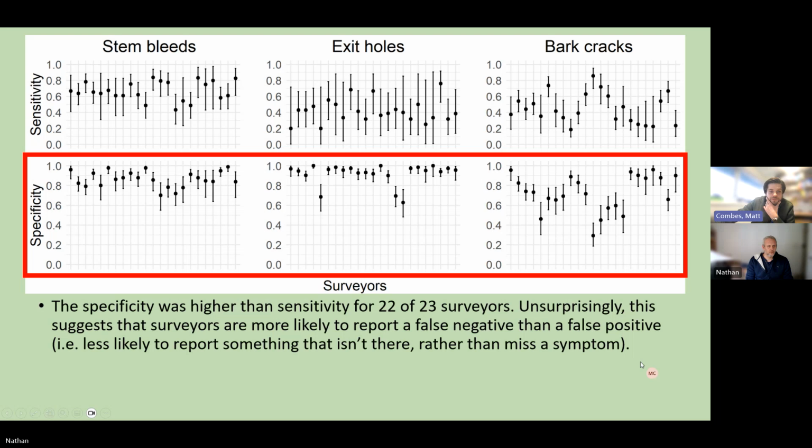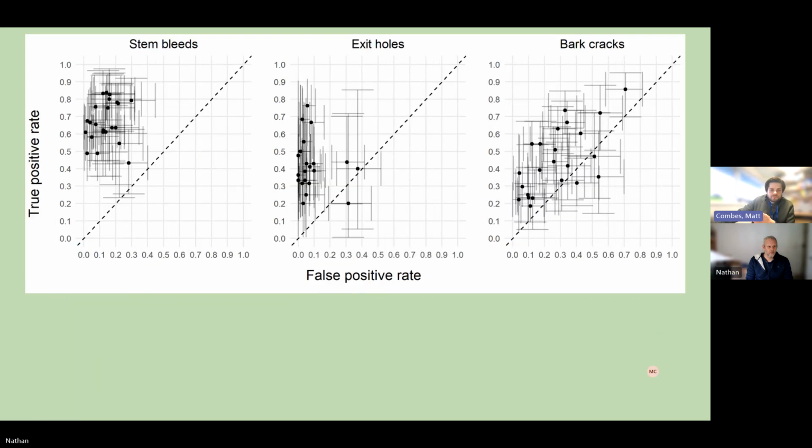And interesting there, if we move on to the specificity, where the trees didn't have the symptoms, we can see that obviously it was more likely that people had correctly identified negatives than positives, which is obviously good news. So it means that, in terms of laboratories, for example, false reporting will be limited. And we can also see this varied again between symptoms and surveyors.